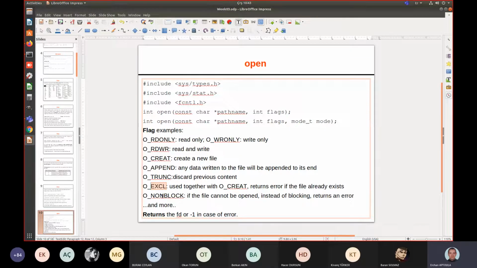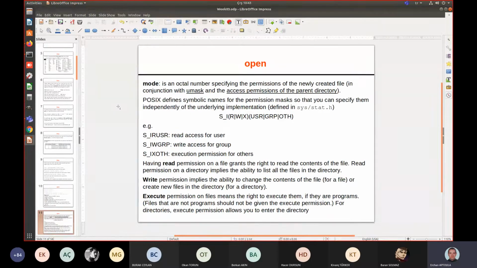There is also non-block, which means that if it cannot open the file for any reason, instead of blocking, it will immediately return an error. And of course, there are many more. If by any chance the open system call fails, it will return -1, and it will set the errno global variable. Now, okay for the flags, but what about the mode? The mode also is a combination of constants that you can combine using the binary logical OR operator. And what it represents is basically the permissions with which a new file will be created.